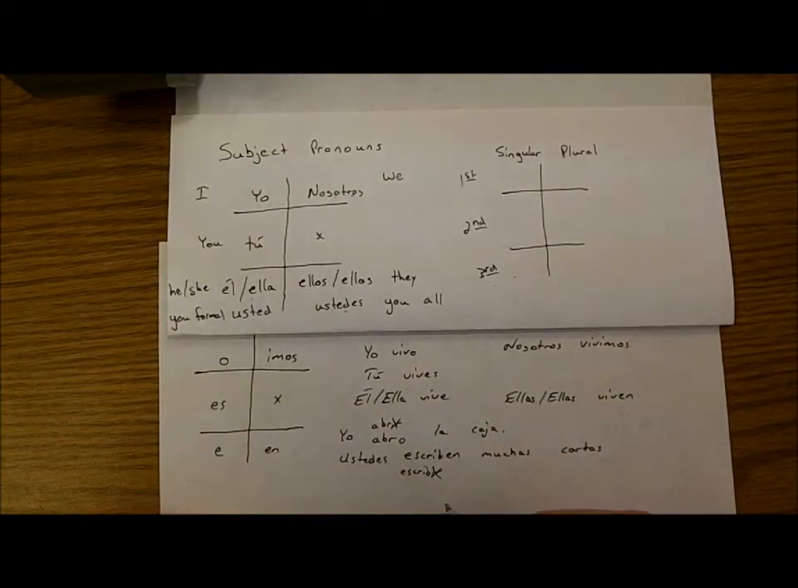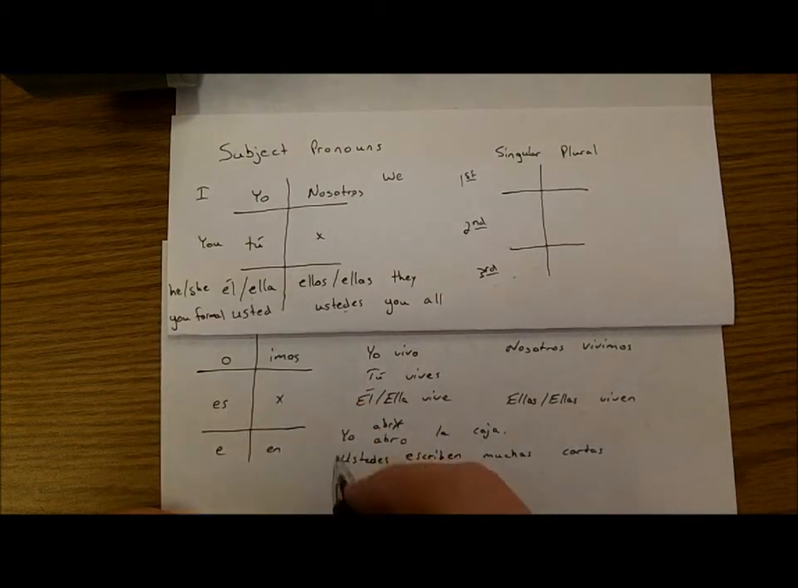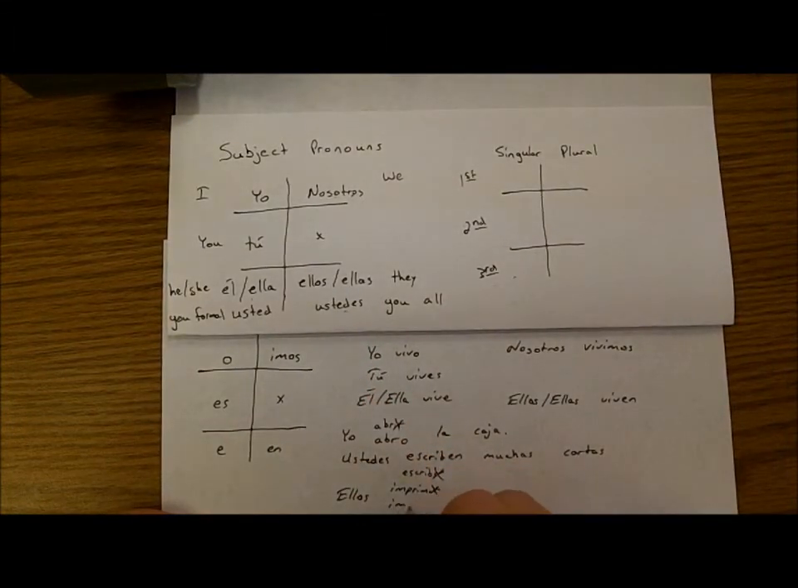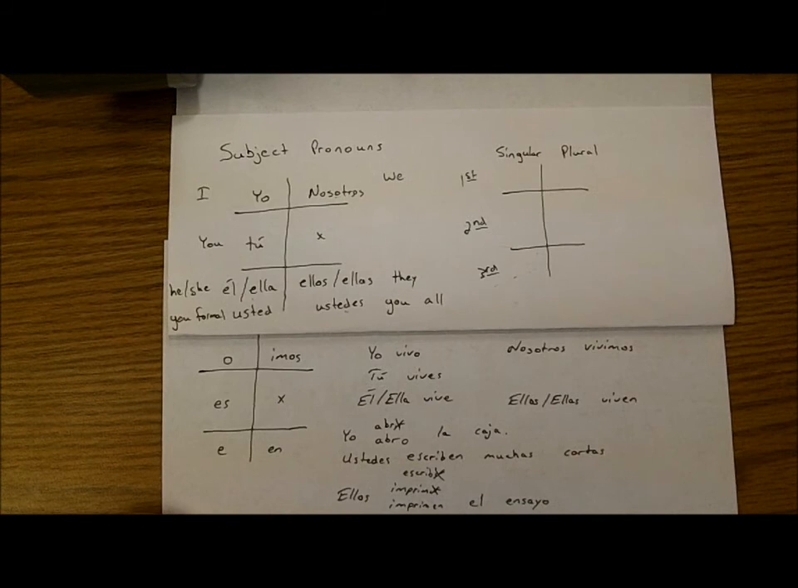The last example that we're going to use is they print the essay. So therefore, we look, they is right here in the bottom right as well. Ellos. Okay, and then we need the verb imprimir for to print. Cross off the IR. Ellos is in the bottom right. We need the bottom right down here. Imprimen el ensayo. They print the essay. And that is how you conjugate IR verbs in the present.